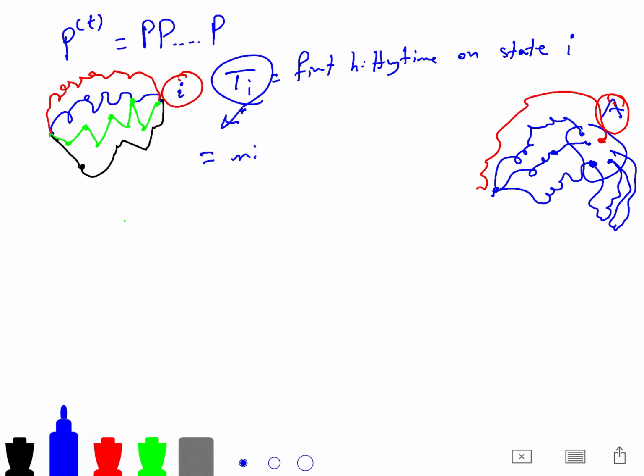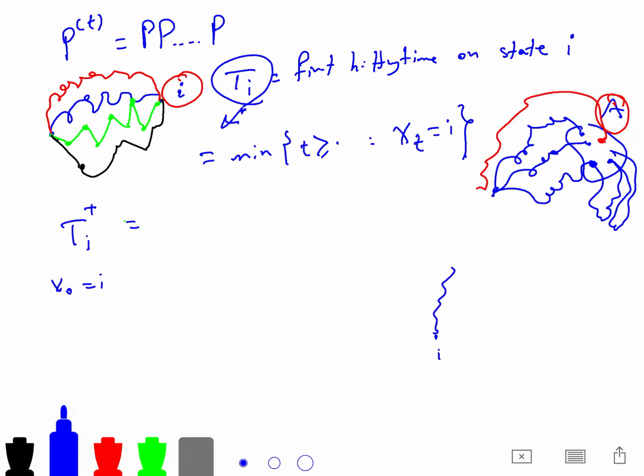So mathematically, we call it the minimum time that is needed to reach X_t equal to I. So the first time. And T_i plus is just the first return time if X_0 is I.